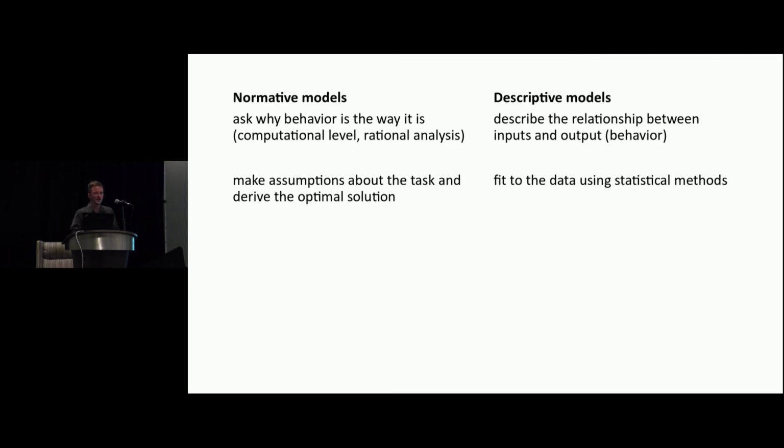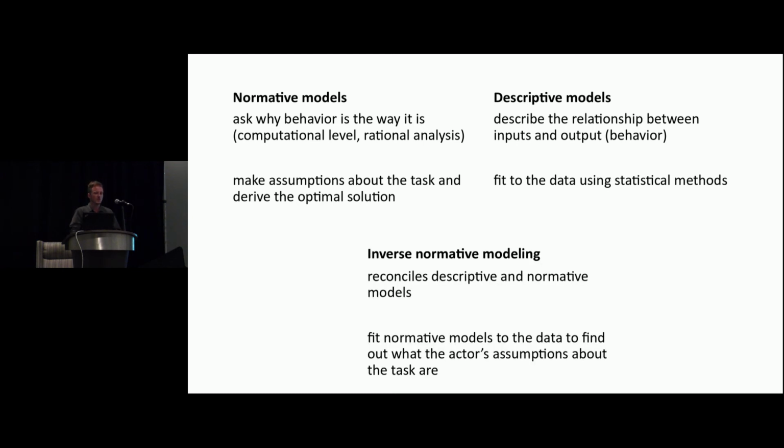So the way I view this, while normative models ask why the behavior is the way it is on the computational level, and make assumptions about the task and derive the optimal solution, descriptive models simply describe the relationships between stimuli and behavior, and they are usually fit to the data using statistical methods. So in inverse normative modeling, we can reconcile these descriptive and normative approaches by fitting these normative models to the data to find out what the assumptions of the actor actually are.